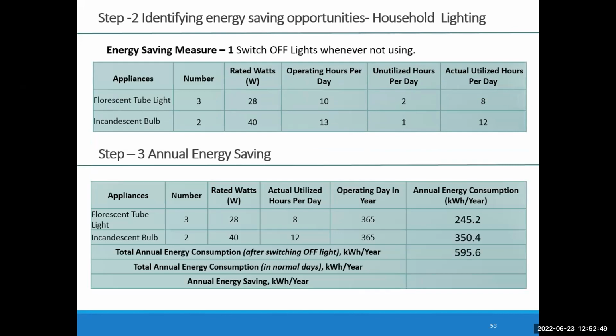So the total energy consumption with respect to reduced operating hours is 595.6. So in the earlier case, it is 686 units. So here straight away you are saving 90 units of electricity per year without doing anything. That is just by reducing operating hours during the unutilized hours per day. So this is one type of energy saving opportunity.